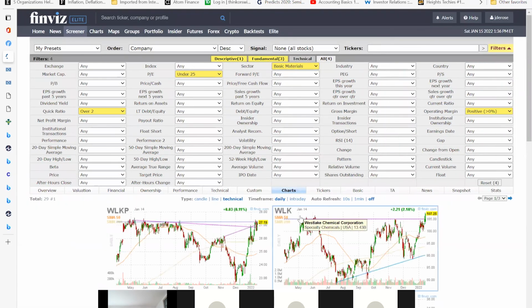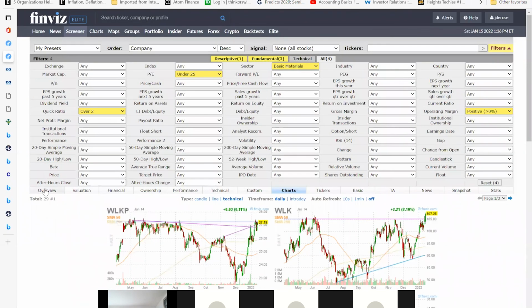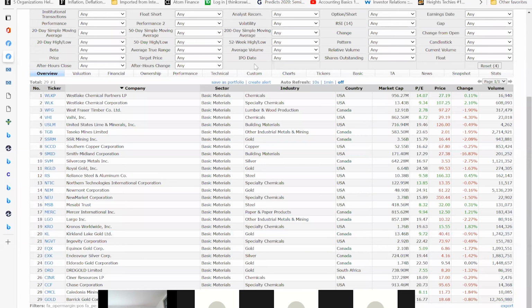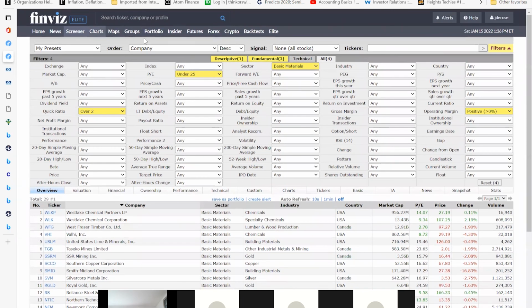Whoops, I didn't mean to click that. I'm curious if they have an export for charts. No, they don't have an export for charts. Let me see overview. Yeah, so you do the export on here, but you guys don't need to be paying for this. I paid for it because I have my own uses for it, and that's me personally, but it's free to use.